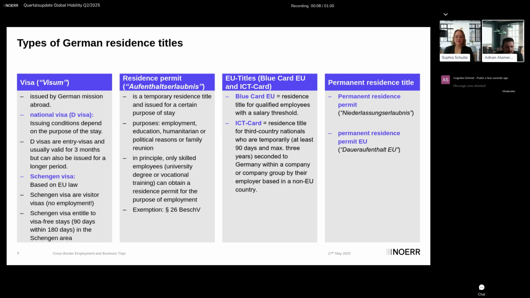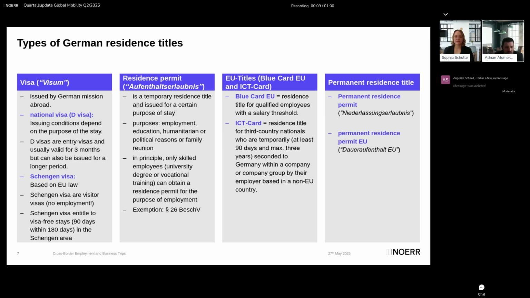The next one is the residence permit, in German called Aufenthaltserlaubnis. It's a temporary residence title issued under German law. So German law applies. There are various purposes: employment, education, political reasons or family reunion. In principle, maybe just to have an idea, only skilled employees, which means university degrees or vocational training, can obtain a residence permit for the purpose of employment. But of course, there's an exemption as well for several nationals. There are options to get a residence permit even if they're not skilled employees. But it's always an assessment of each case, so feel free to contact us if you have such a case.